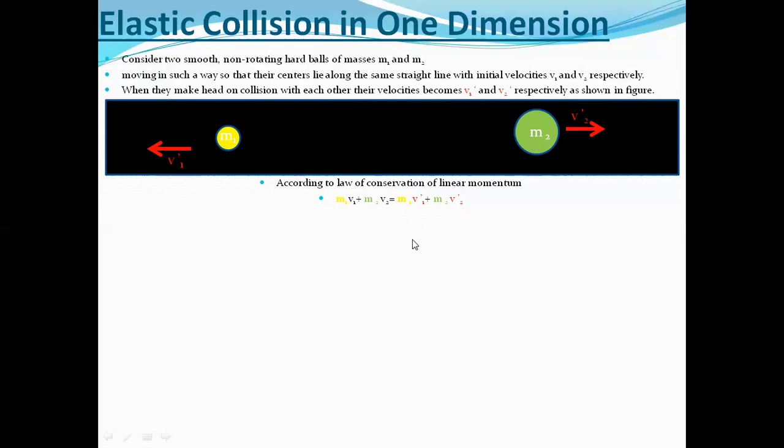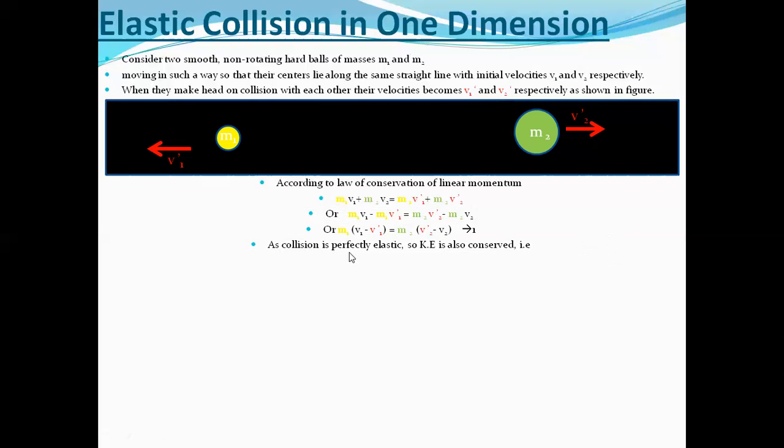Rearranging them, we get m1 v1 minus m1 v1 dash is equal to m2 v2 dash minus m2 v2. Now, why are we rearranging them? Because we want the velocity of the first particle on one side and the velocity of the second particle on the other side. In that manner, we can get m1 and m2 common in both cases. So it can be written as m1 times (v1 minus v1 dash) is equal to m2 times (v2 dash minus v2). Let us call this equation number 1.